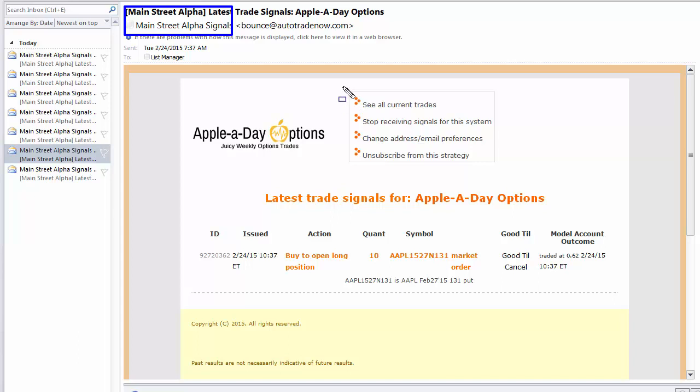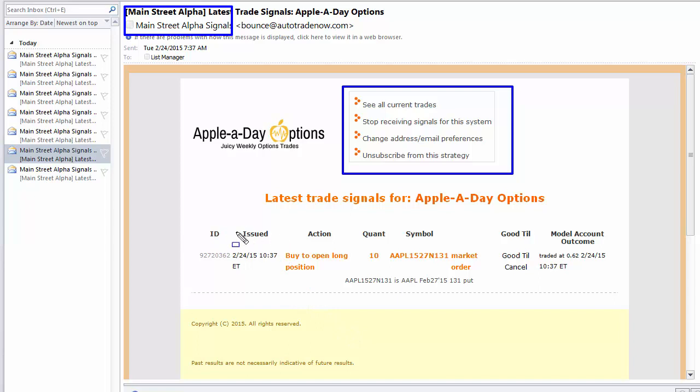Before I do that, I'll point out one more piece of the page real estate. Right from the email, you can click on these links and see all current trades. That will take you to Main Street Alpha. You could choose to stop receiving signals if it was just too much email for you and you wanted to watch them on Twitter or figure out another way to receive them. You could change your email preferences, or you could unsubscribe from the strategy right here. All right, let's get started.